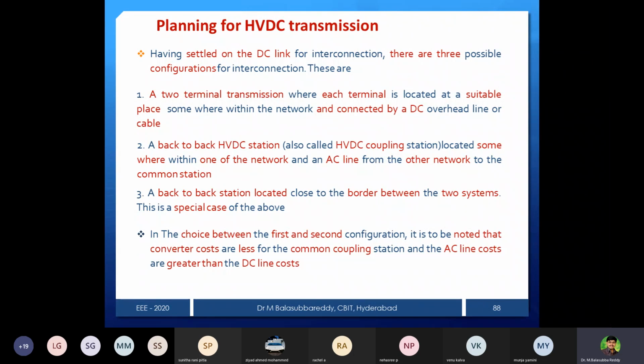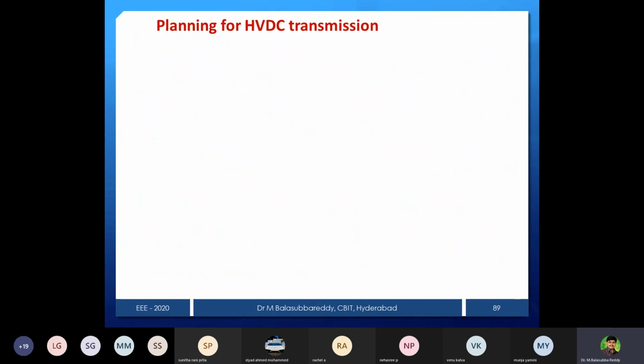So why is the AC line cost greater than the DC line cost? Because the two substations are placed as you wish. We can place it near our load side centers, or that depends. So based on that, automatically if you use DC, it will reduce that cost comparatively, so it is greater than the AC line cost.